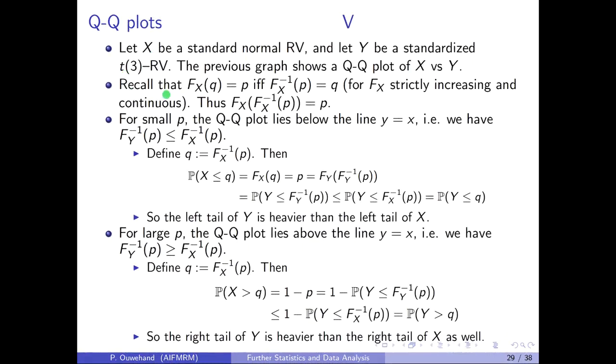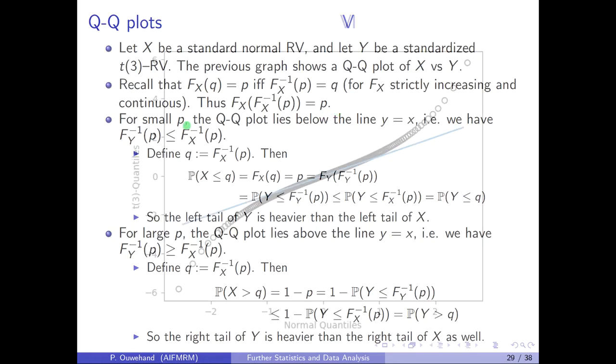Recall that the distribution function of x evaluated at q is equal to p if and only if the quantile function of x evaluated at p is equal to q. That's the case for distribution functions which are strictly increasing and continuous, which is the case here for both the random variables x and y. In particular, it follows that F x of F inverse x of p is equal to p. For small p, in other words for p on the left, near 0, the QQ plot lies below the line y equals x. In other words, we have that the quantile function of y lies below the quantile function of x.